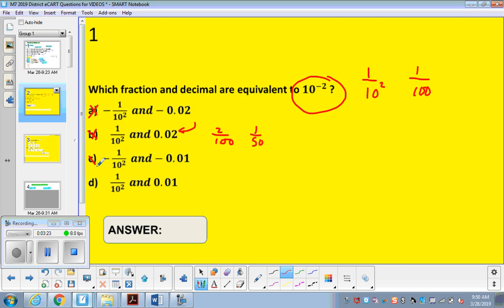C has negatives, so we're knocking that out. Now D is back to positives, and there you can see right there, if I write that as a decimal, boom, it's going to be D.